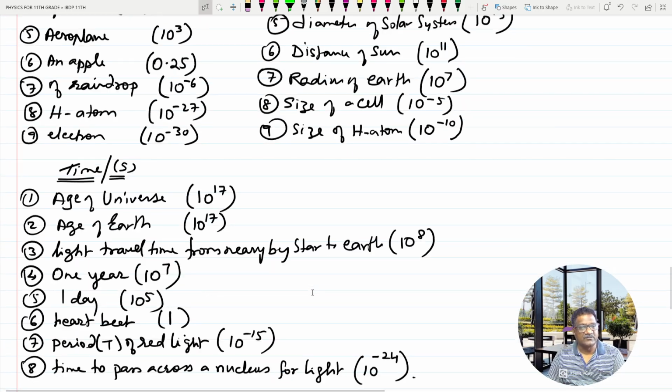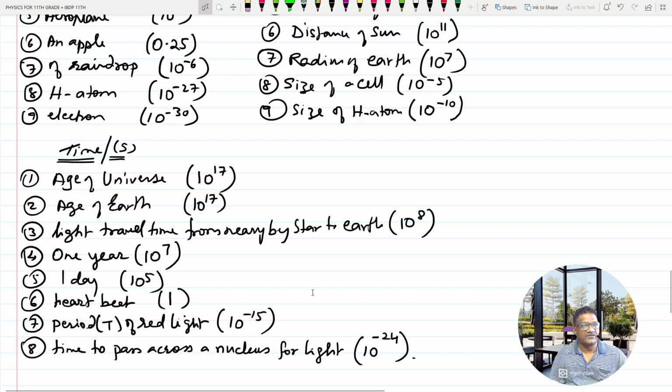Now let us see the orders of magnitude of time. The age of the universe is 10 raised to 17 seconds. The age of the earth is about the same, 10 raised to 17 seconds. Light travel time from a nearby star to earth: suppose there is a nearby star and the light has to reach earth. What is the time? It is 10 raised to 8 seconds.